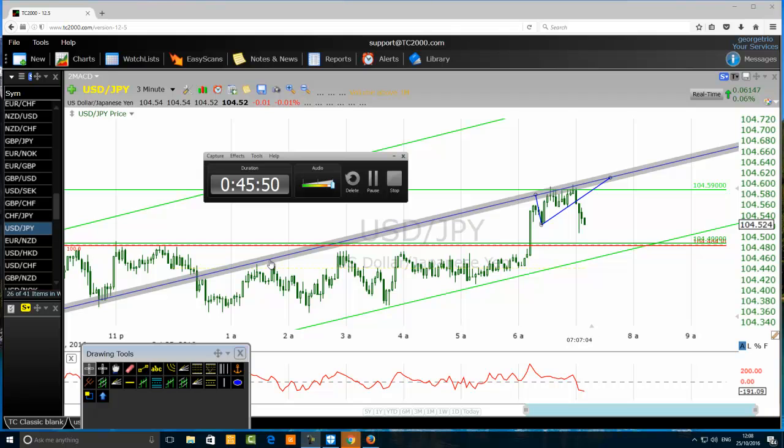The price now at 10452, coming down. Should we move our stop loss? No. All right.